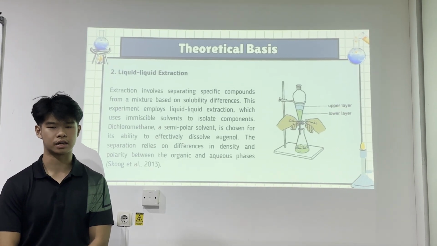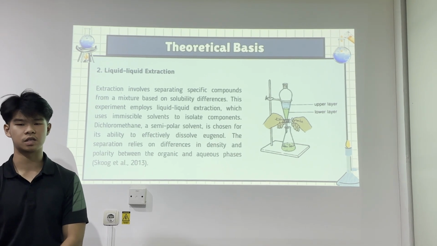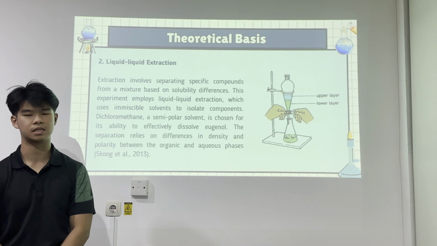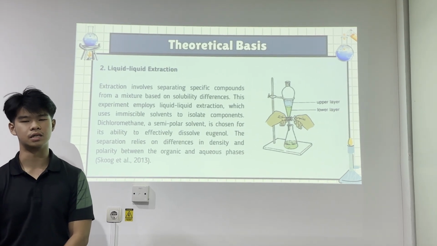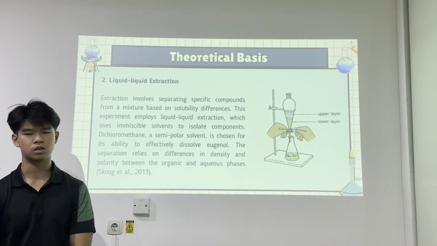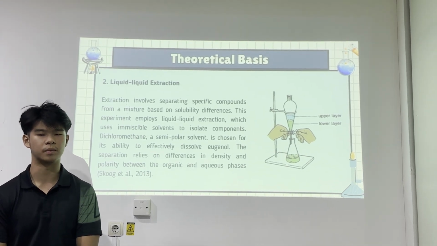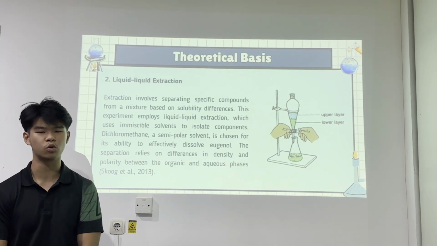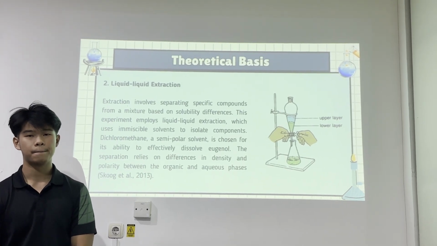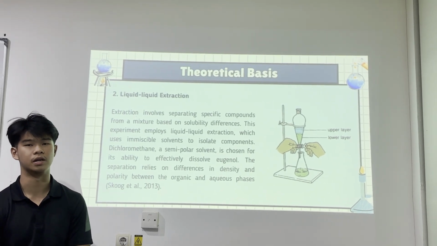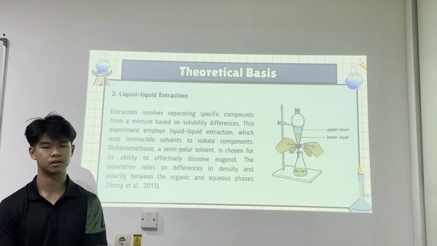Next, the liquid-liquid extraction. The extraction involves separating specific compounds from a mixture based on solubility differences. This experiment employs liquid-liquid extraction, which uses immiscible solvents to isolate components. Dichloromethane, a semi-polar solvent, is chosen for its ability to effectively dissolve eugenol. The separation relies on differences in density and polarity between the organic and aqueous phases.